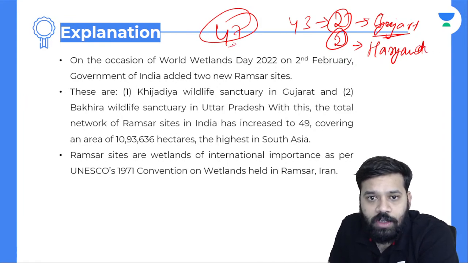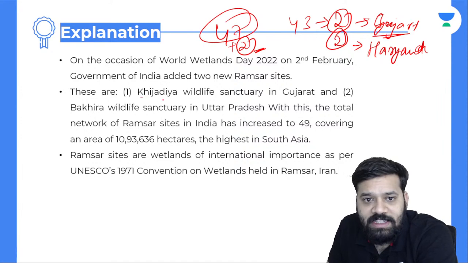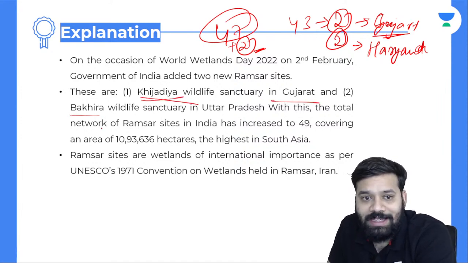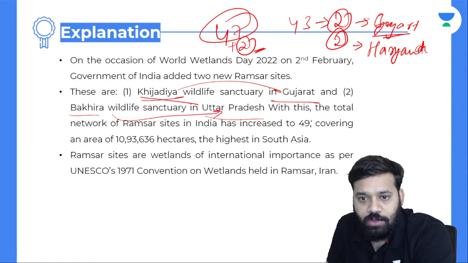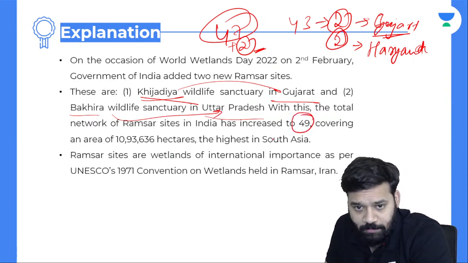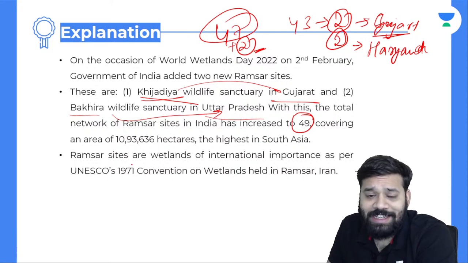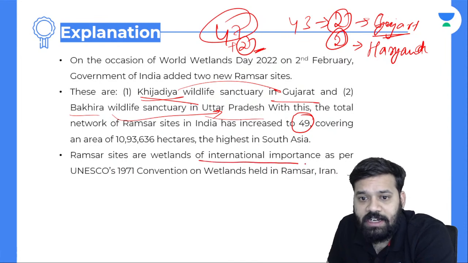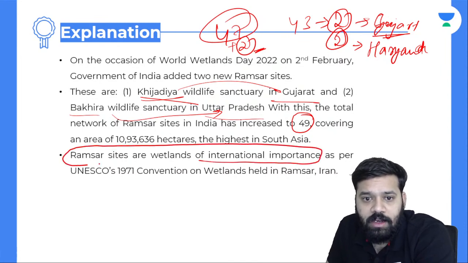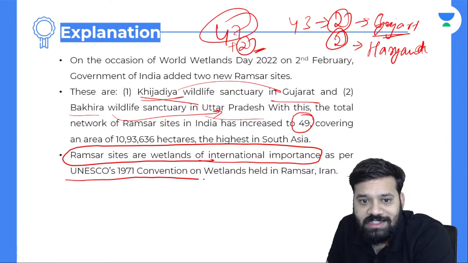After that, now two more are added. Which are the two? One is Khijadia Wildlife Sanctuary in Gujarat, and one more is Bakhira Wildlife Sanctuary in Uttar Pradesh. So total is going to be 49. So now there are 49 Ramsar sites or wetlands in India. Ramsar sites are wetlands of international importance as per the 1971 Convention on Wetlands held in Ramsar.